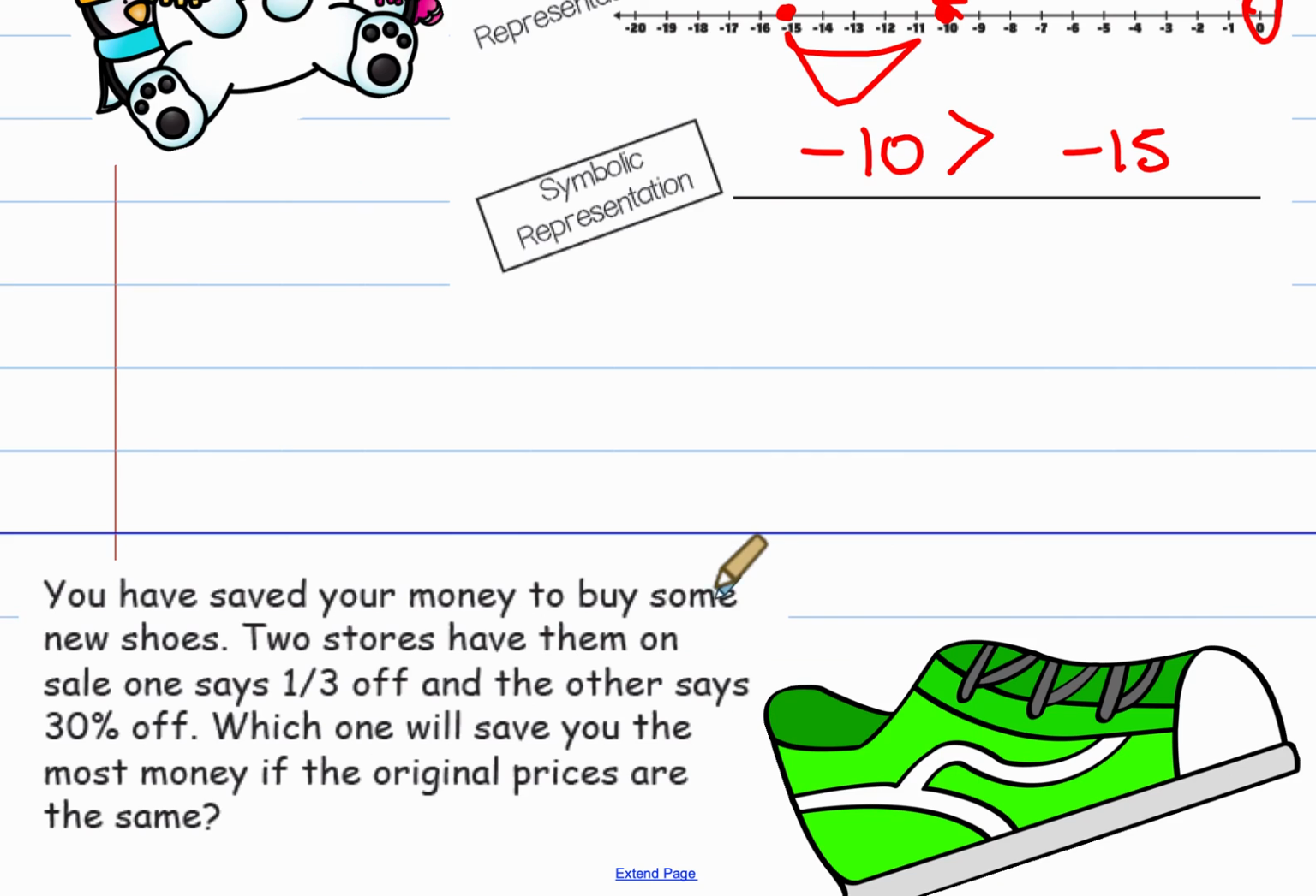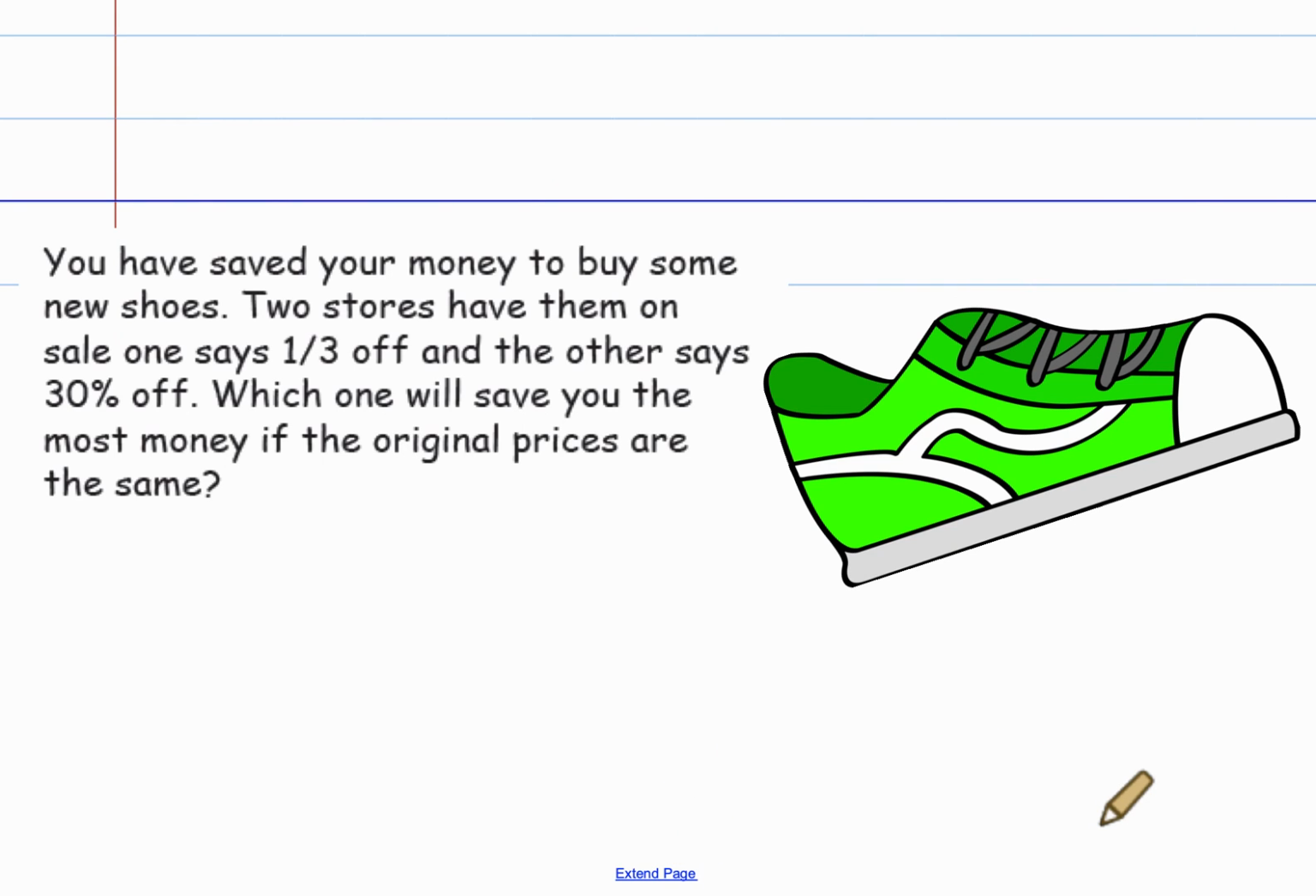So here's another one that we would say. Suppose you saved your money and you were going to buy some new shoes. And you found that 2 stores have them on sale. One says a third off, and the other one says 30% off. Well, which one is going to save me the most money if the price was the same to begin with? So let's see. We know that we can't compare a fraction to a percent because they're not in the same format. So if I go ahead and make them both decimals, for example, I would do 1 divided by 3.